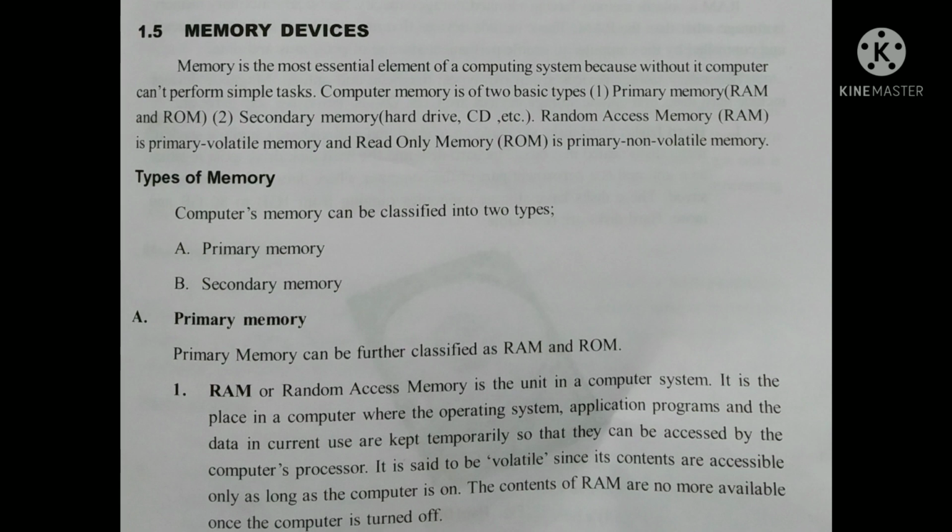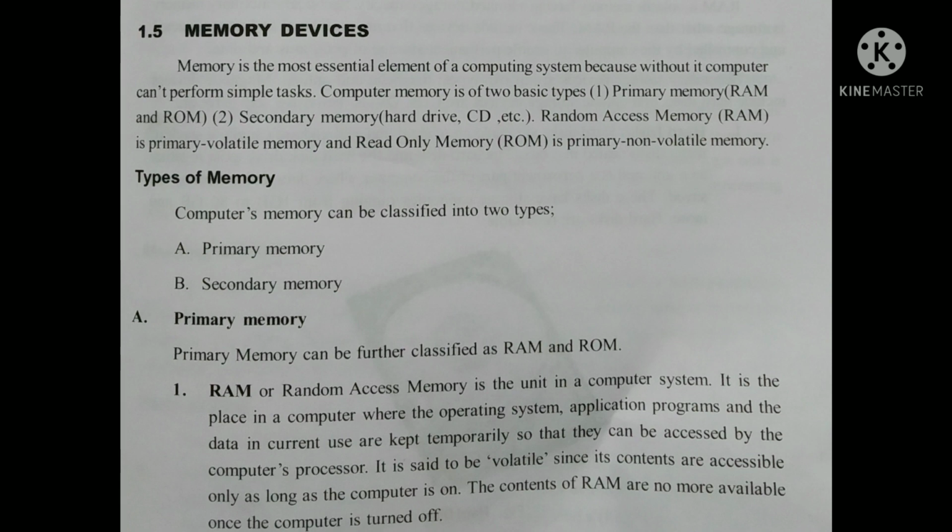Random access memory, RAM, is a primary volatile memory, and read-only memory is a primary non-volatile memory. Types of memories. Computer memory can be classified into two types: primary memory and secondary memory. Primary memory can be further classified into RAM and ROM.